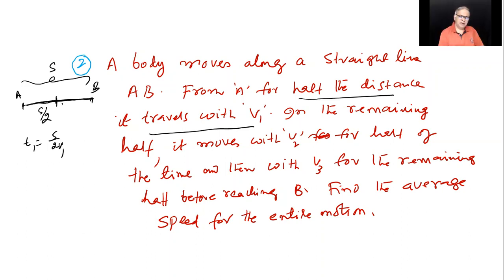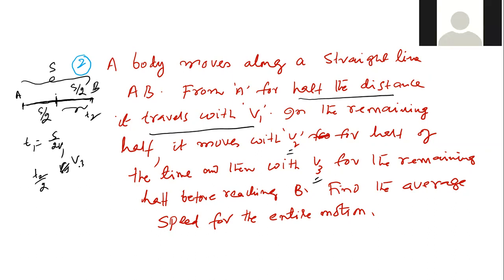Now there's a problem here. For the next half, the next S by 2, half the time with V2 and the remaining half with V3. Since the speeds are different, I cannot say in half the time it traveled half the distance. But suppose the time for the next part, from here to here, is t2. For t2 by 2 time, it traveled with V2, and for the next t2 by 2, it traveled with V3. Do you all follow?